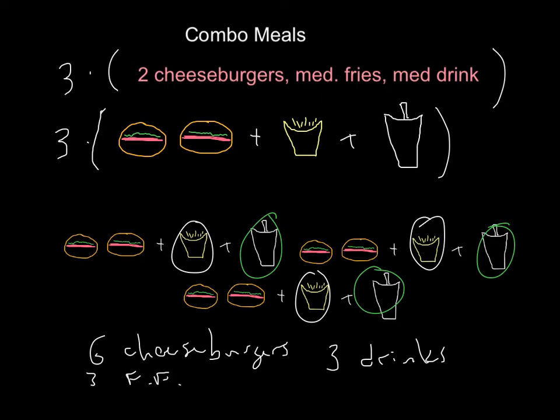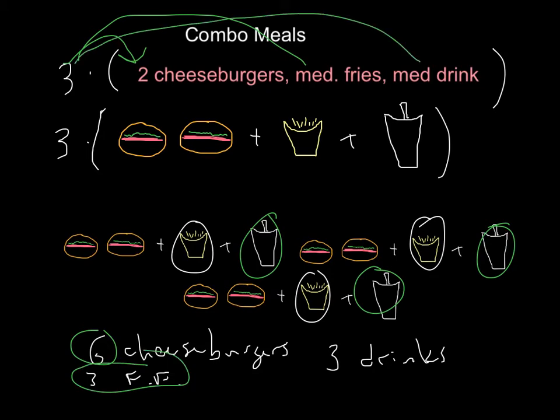Well, that's interesting. 3 times 2 is the 6 burgers. 3 times 1, because there's 1 medium fry per group, gives me 3 fries. And 3 times the 1 drink gives us 3 drinks. Let's take a look at this in a little more algebraic fashion. So what we had, our original problem, was 3 times this combo meal. And what we're talking about is multiplication. Distribution is just fancy for multiplication across a certain number of terms.